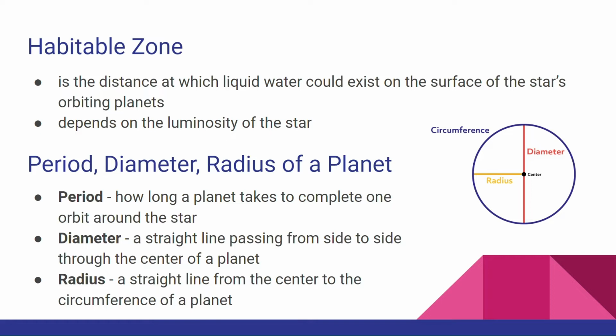And briefly, I want to discuss period, diameter, and radius of a planet. A period is how long a planet takes to complete one orbit around the star. A diameter is a straight line passing from side to side through the center of a planet. If you look at this diagram right here, this dark orange line would be considered the diameter. Radius is the straight line from the center to the circumference of a planet. So on this diagram, the radius would be this light orange or yellow line going from the center to the edge.